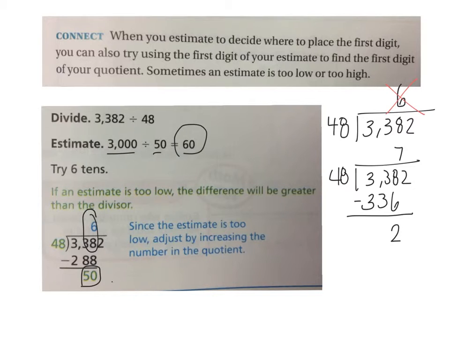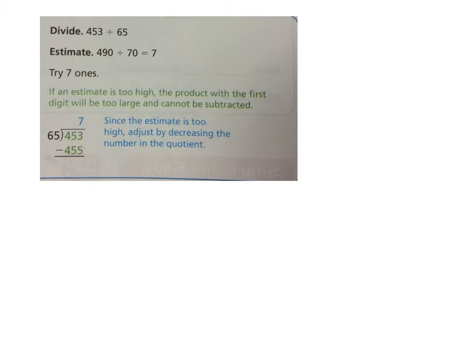Let's try another problem really quick. Here's our new problem, 453 divided by 65. Let's estimate. 453 is pretty close to the number 490. Would you agree? 65 is pretty close to the number 70. Would you agree? We can really quickly in our head do 490 divided by 70 is 7. Is what? 7.